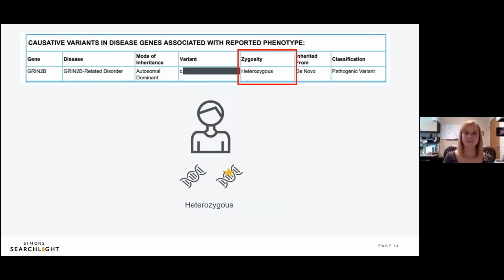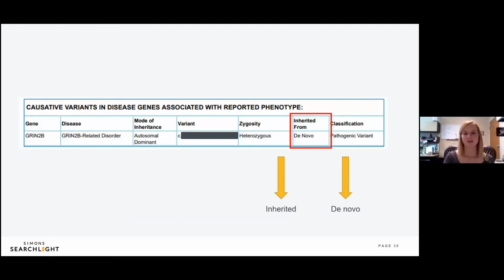Zygosity reminds us of the heterozygous term that we learned, relating directly back to that autosomal dominant. Heterozygous is telling us that somebody has a genetic change on one of their two copies. Looking further on the report, we can see the inheritance.